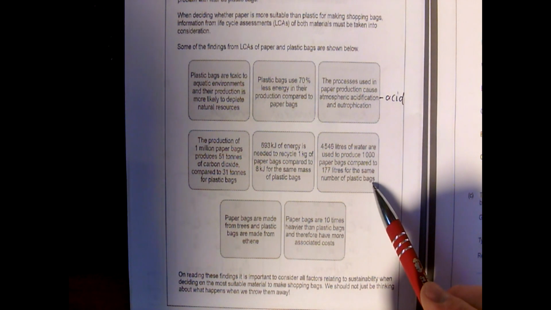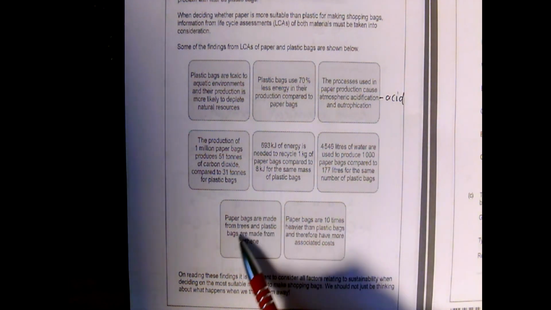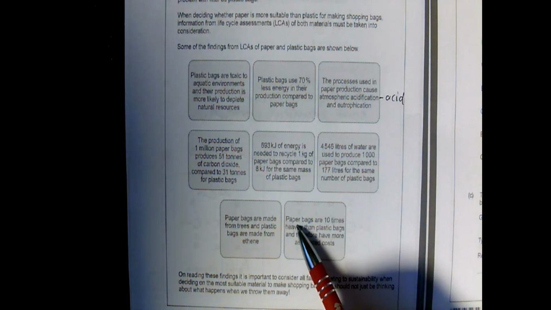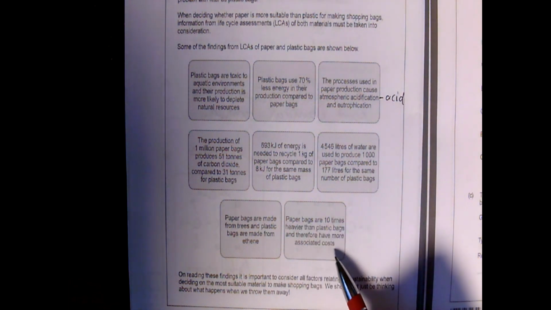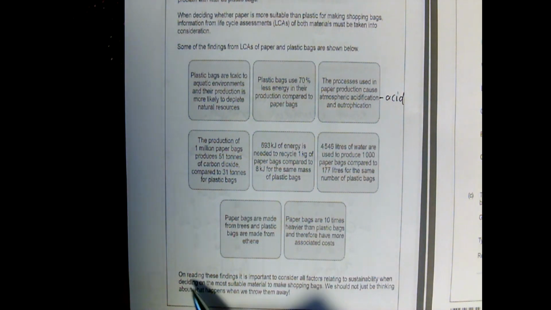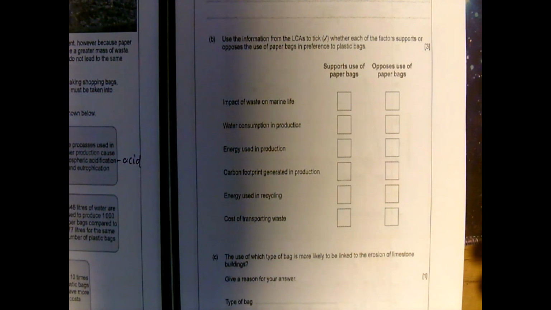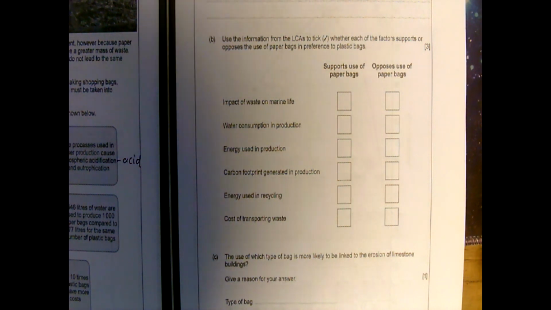693 kilojoules of energy is needed to recycle 1 kilogram of paper compared to 8 kilograms for the same mass of plastic. And then 4,546 litres of water are used to produce 1,000 paper bags, compared to 177 litres for the same number of plastic bags. Paper bags are made from trees, and plastic bags are made from ethene, which is derived from crude oil and by cracking. Paper bags are 10 times heavier than plastic bags and therefore have more associated costs. So on reading these findings, it's important to consider all factors relating to sustainability when deciding on the most suitable material to make shopping bags.